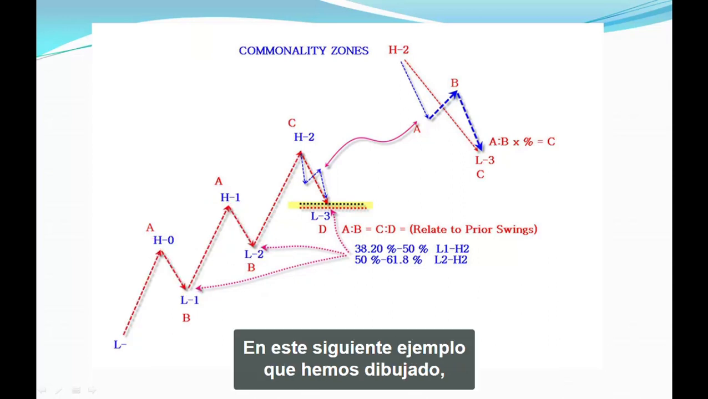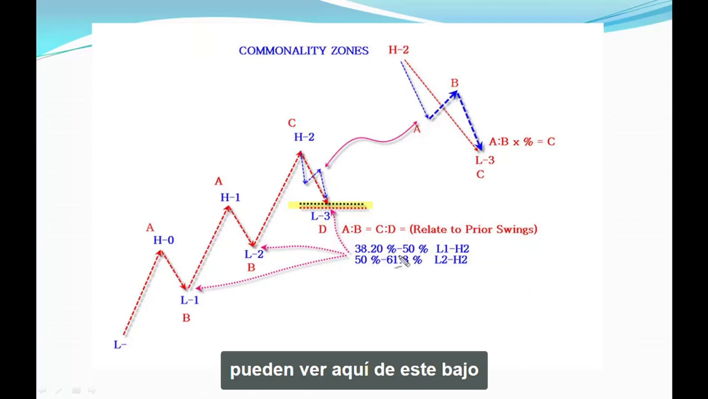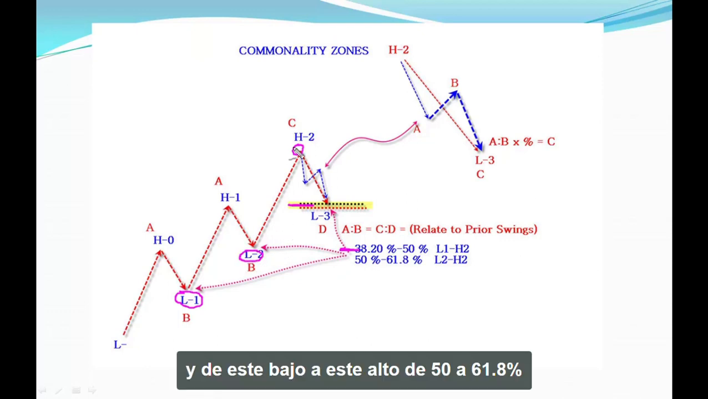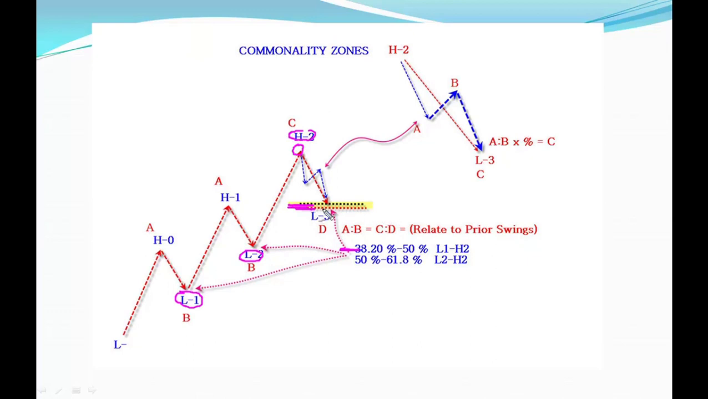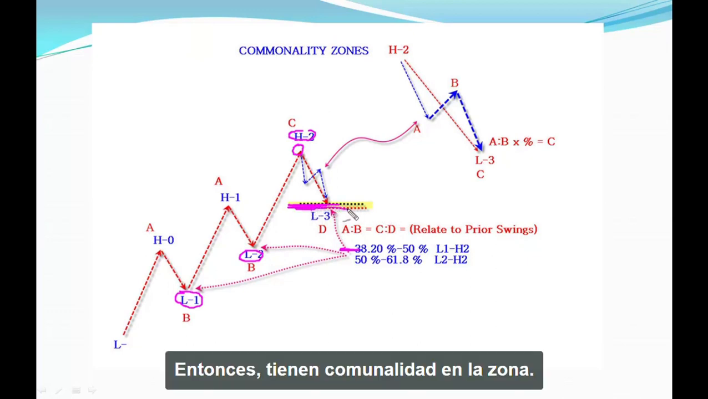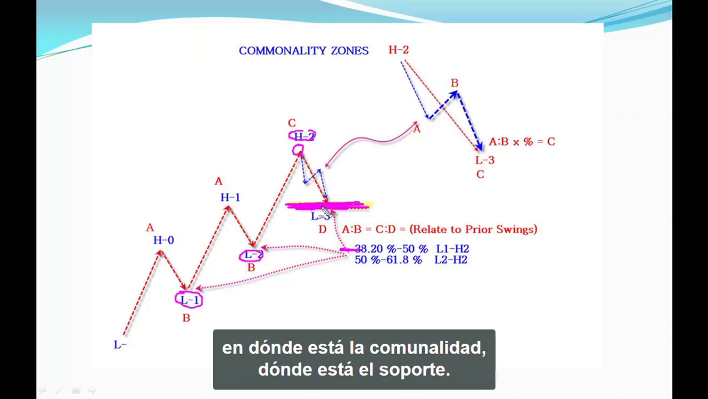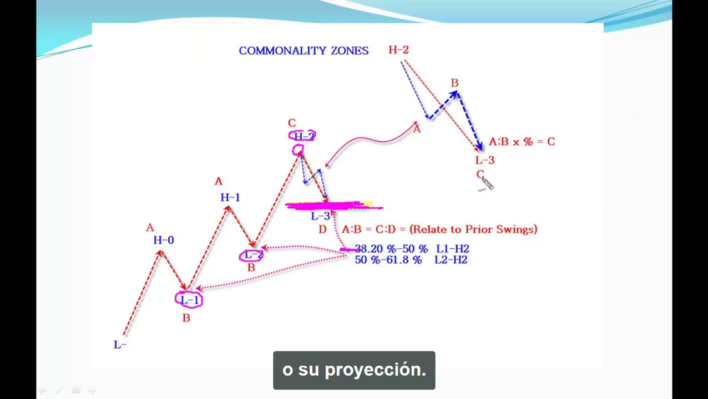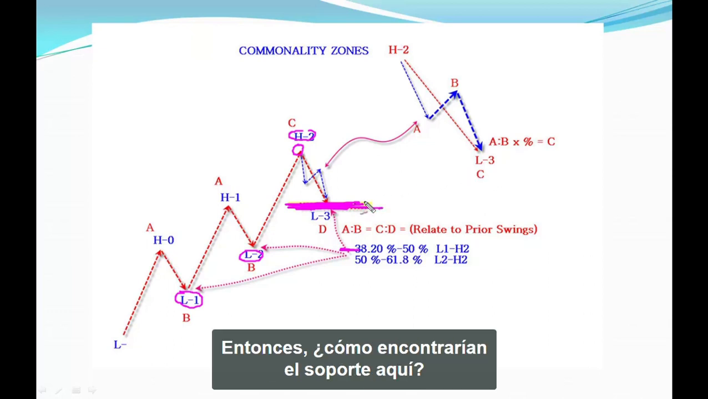So in this next example that we have drawn out, you can see here, from this low to this high, down 38 to 50%, and from this low to this high, down 50 to 61.8%. So you have commonality in the zone. That's the first thing you would look at, where commonality is, where is support. The next thing you would look at is your extension or your projection. So how would you find support here?